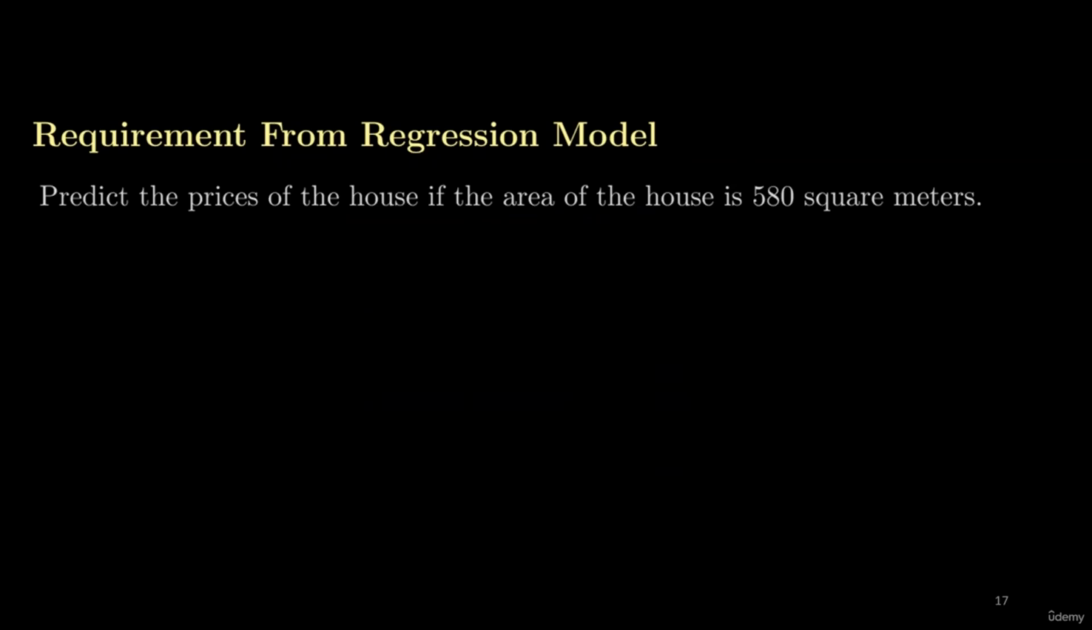The requirement is prediction, whether to predict the salary of a person or to predict the price of a house. So after learning, the regression model should be able to predict the value if a new test sample is given to it. So in this lecture, we learned what we require from the regression model.